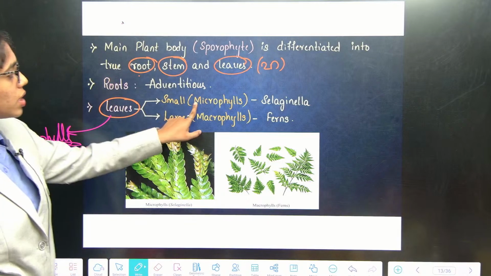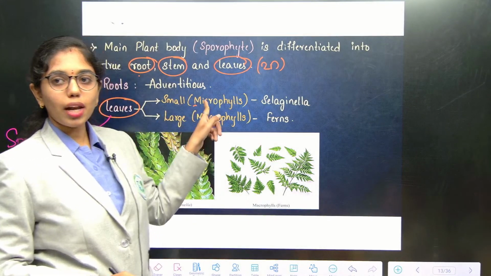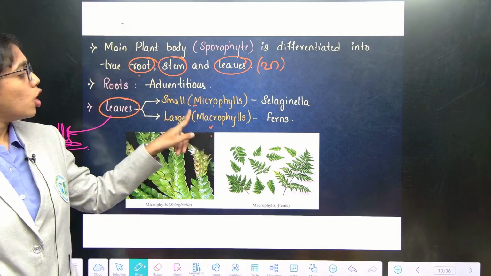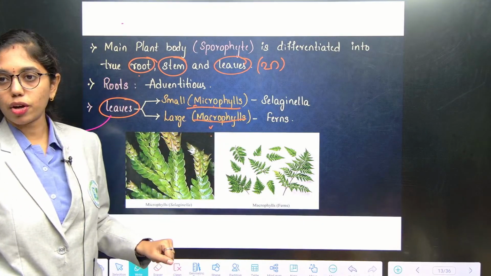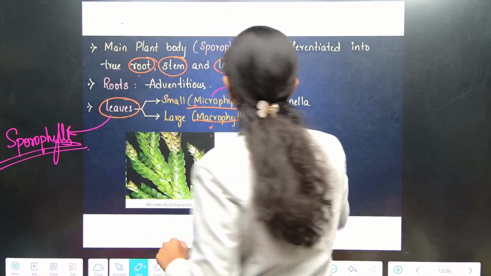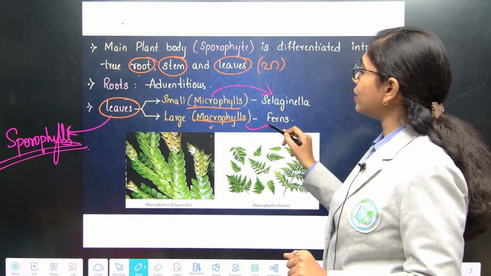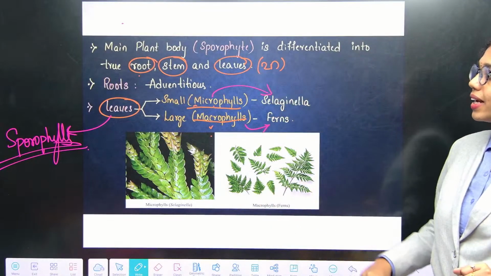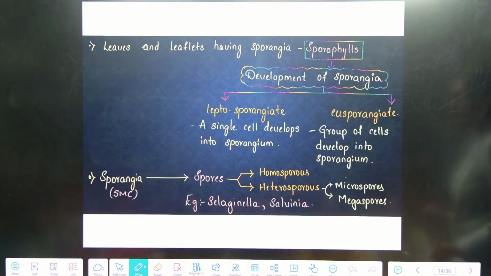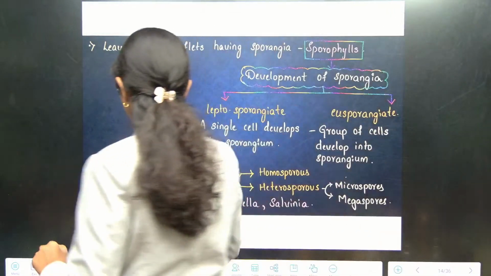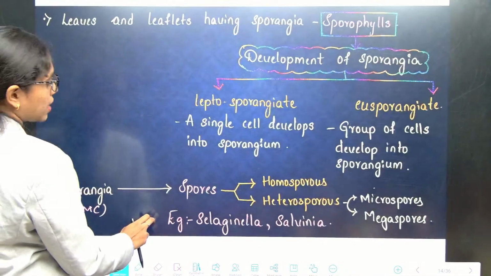They can be small structures or large leaves. Small leaves are known as microphylls. Large leaves are known as macrophylls. Microphylls example, Selaginella. Macrophylls, ferns. Roots are what? Adventitious. Understood everyone? Next. Leaves and leaflets.